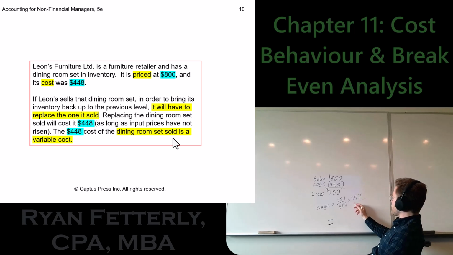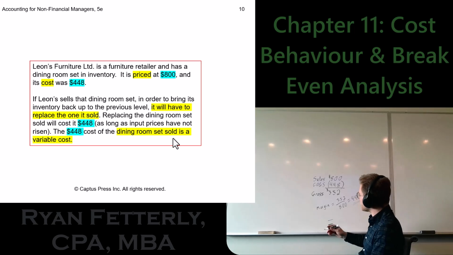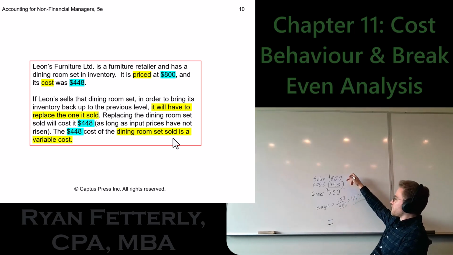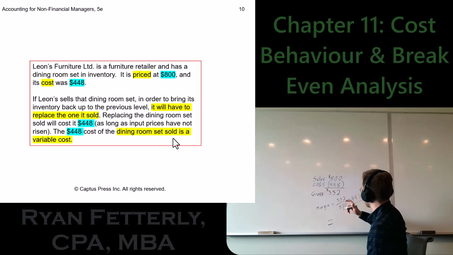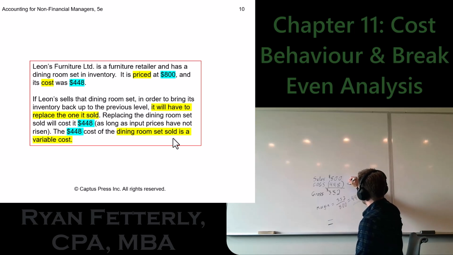So in this case, our gross margin is 44%. Every time we sell something for $800, 44% of that is gross margin, and the other 56% is cost of goods sold. Okay, so I can actually put that here, so it's easier to track. So 56% would be your cost of goods sold, and 44% would be gross margin.